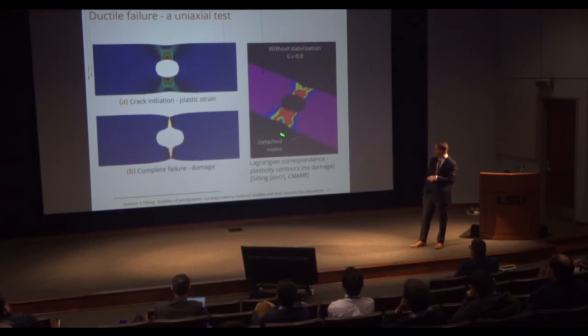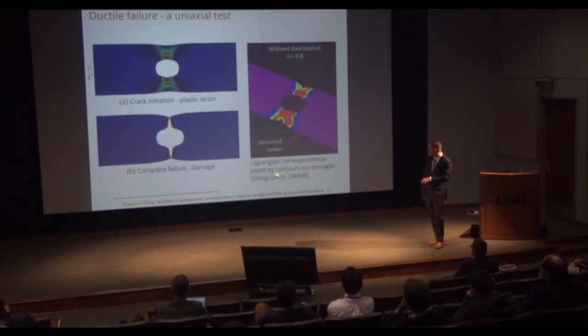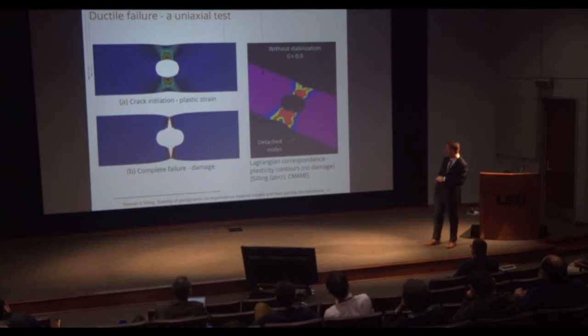This is just the results, and the reason we picked this problem is because Stewart had this. If you use his original formulation with no stabilization, this is important, there's no stabilization, on a similar problem, these are strains of equivalent plastic strain, and you see you get some non-uniformity and these detached nodes that are flying away, and that's due to the instability.